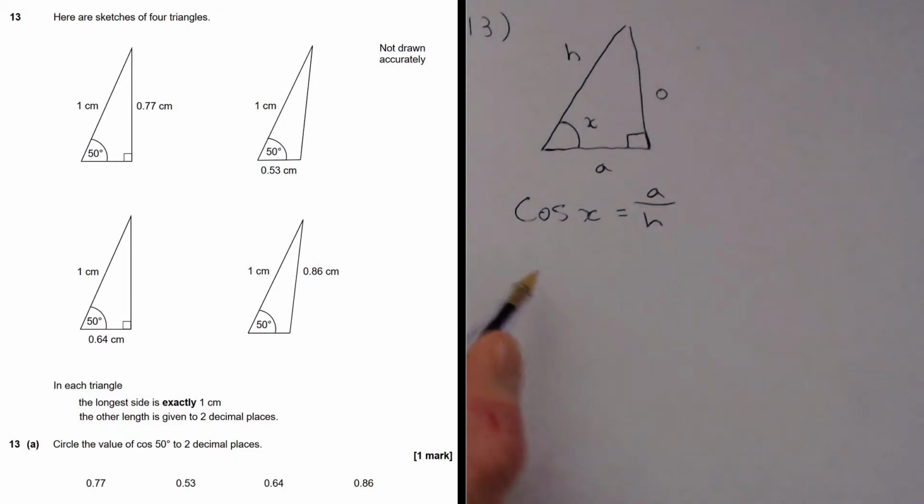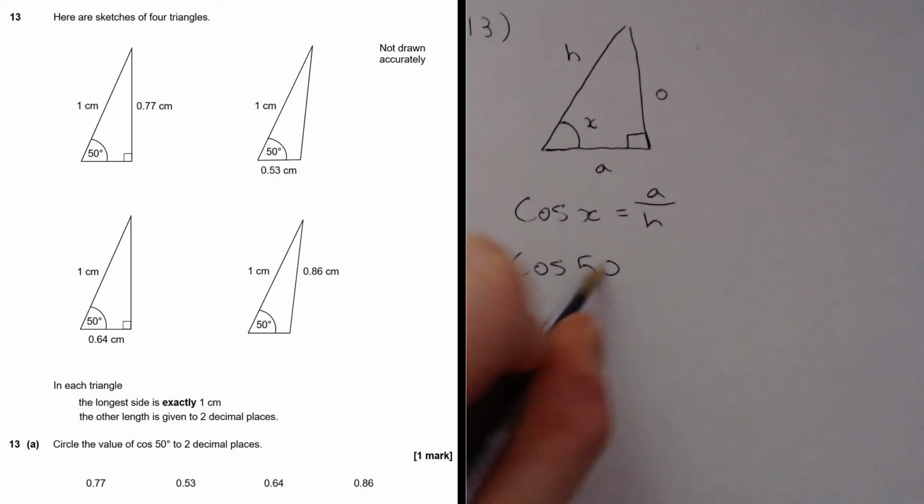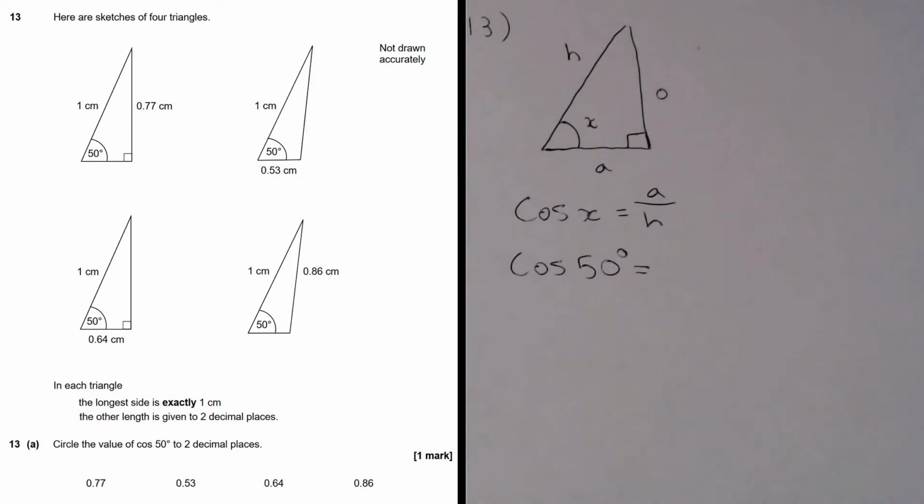Now in this question we are asked to find cos of 50 degrees. So what we need is a right angled triangle, and then we need an adjacent and a hypotenuse. So let's look at the first triangle on the left. Well, that's a right angled triangle. We have a hypotenuse of 1, and we have an opposite of 0.77. Now we could use a bit of Pythagoras to work out what cos 50 would be, but that's a waste of our time. So let's move on to the next one.